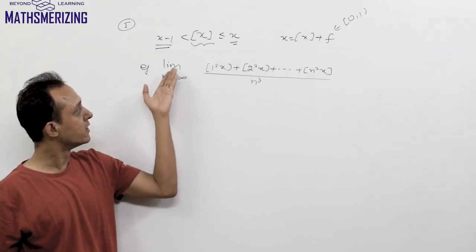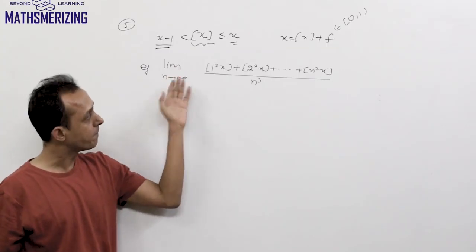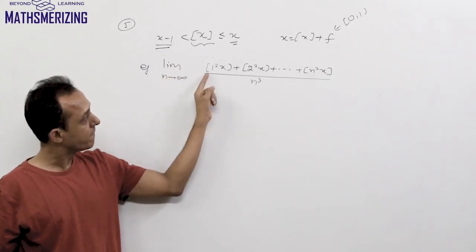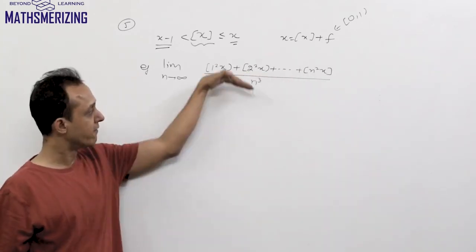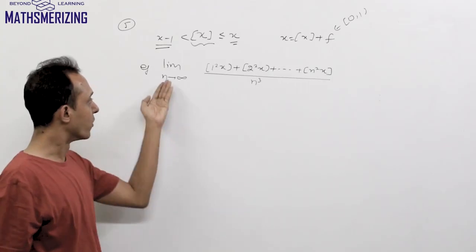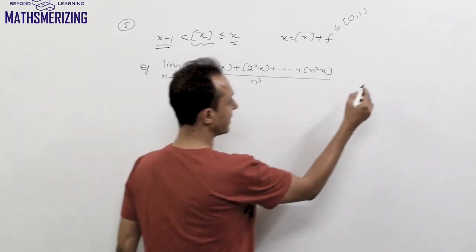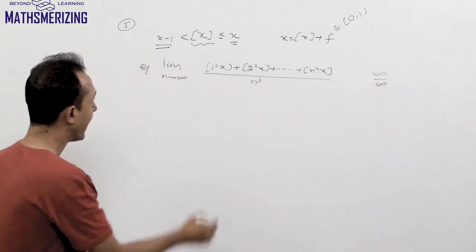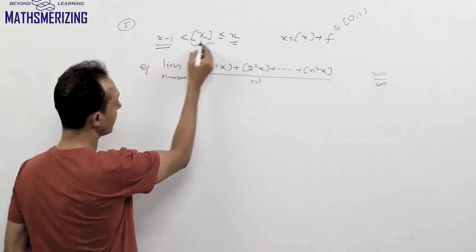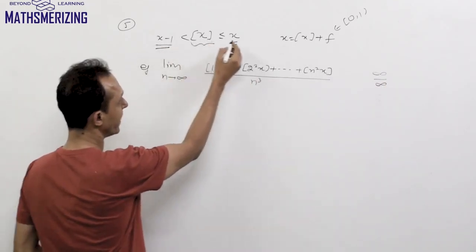Say for example, we have this question, which is limit n tends to infinity, greatest integer function of 1 square x plus 2 square x up to n square x, divided by n cube. So what we know is, because n tends to infinity, it is infinity upon infinity form. Now any greatest integer function of x will lie between x minus 1 and x.